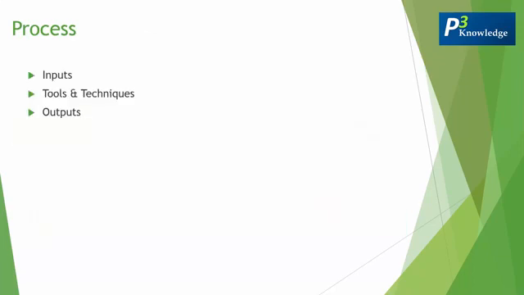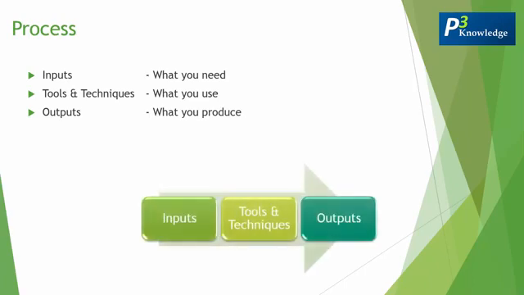Process. Now we have 3 main things for each process. We have inputs, tools and techniques, and outputs. Inputs is what you need to conduct or complete this process. Tools and techniques is what you're going to use in order to do this process. Outputs is whatever you're going to produce out of this process. And as you can see from this chart, we have the inputs first that will be taken by certain tools and techniques and processed in order to give you the outputs.